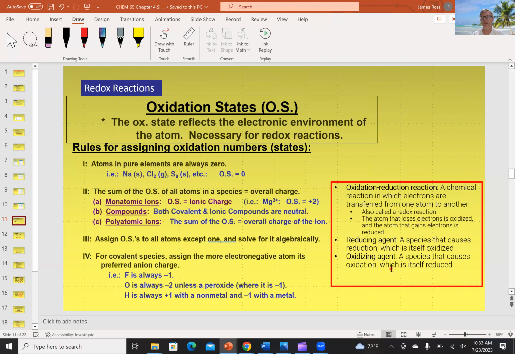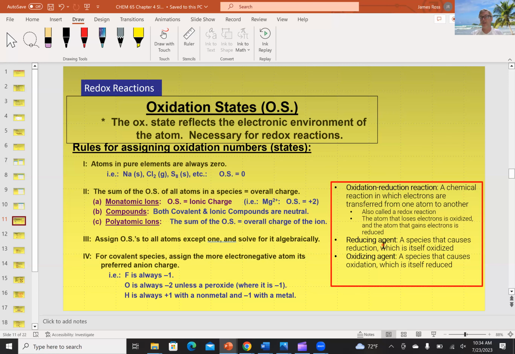So OILRIG. Oxidation is when you have an increase in oxidation state, or you have electrons as a product, or you lose electrons. They all say the same thing. Reduction is when you gain electrons, or you have electrons as a reactant, or you decrease the oxidation state. Those three things all mean the same thing.